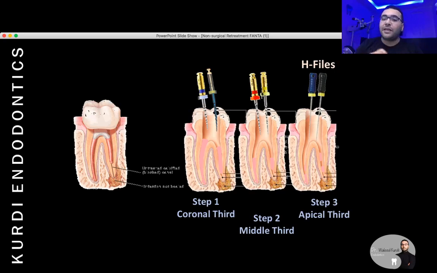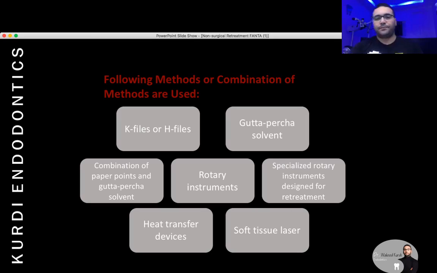But you will ask me, what kind of H files? What size of H files? I will just tell you, not less than 25, because an H file smaller than 25 in such areas will be very subject to fracture. So if you are going to remove gutta-percha in the apical third with an H file, just use 25 or 30, but not less than 25.